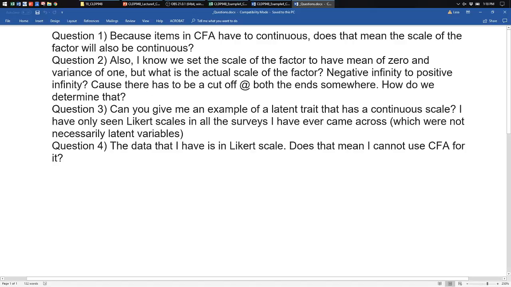But then, follow up to that, I know we set the scale of the factor to have a mean of 0 and a variance of 1, yes, but what is the actual scale? That's it. It has no actual scale. It's whatever you set it to.